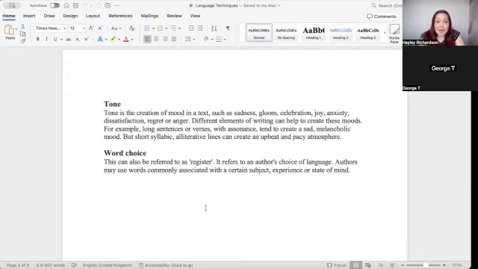Word choice or vocabulary. This can also be referred to as register. It refers to an author's choice of language. Authors may use words commonly associated with a certain subject, experience, or state of mind. So it's not just about them deciding where the grammar goes, particularly in poetry and in Shakespeare. Every single word has been specifically selected. Nothing is there by chance.